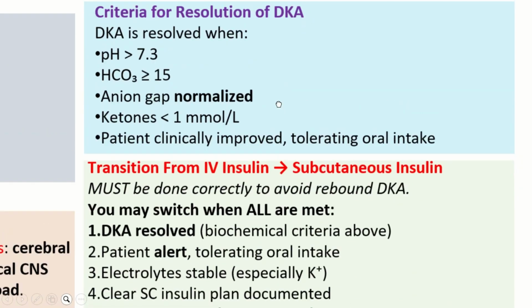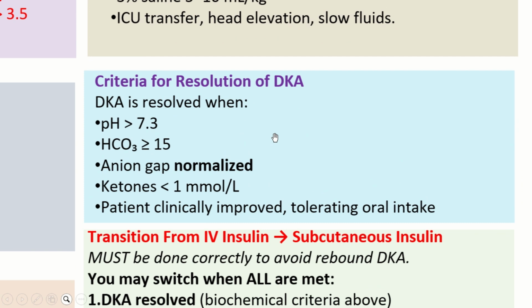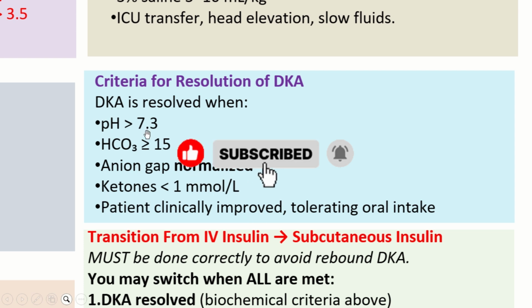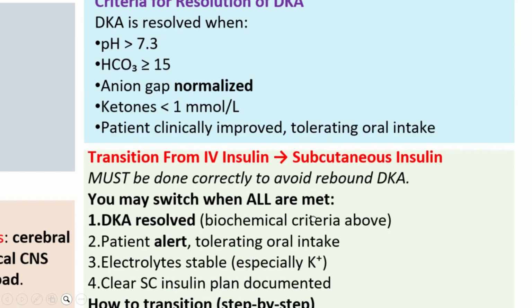So we have a criteria for resolution of DKA, when we are managing and to know when to stop. If we are getting a pH greater than 7.3, we know we are heading in a good direction. If the bicarbonate goes above 15, if the anion gap closes or normalizes, that is, if it's less than 10, if we have ketones less than 1 millimole, and if the patient is clinically improved and now tolerating oral intake, they're able to eat, then we can say we have resolution of DKA.